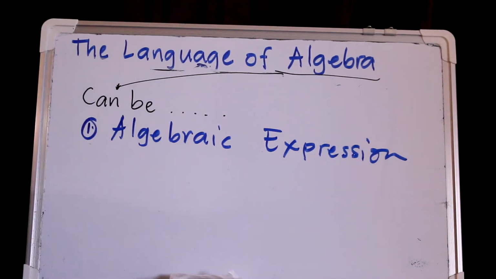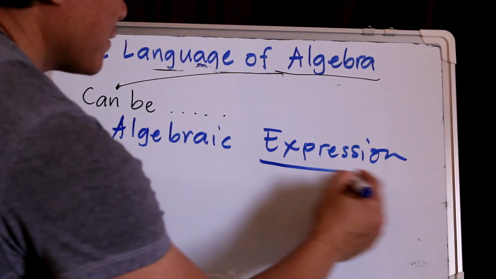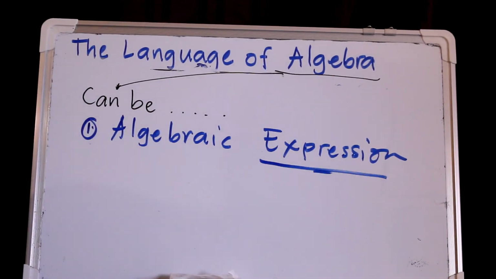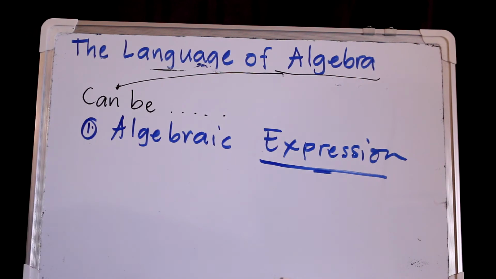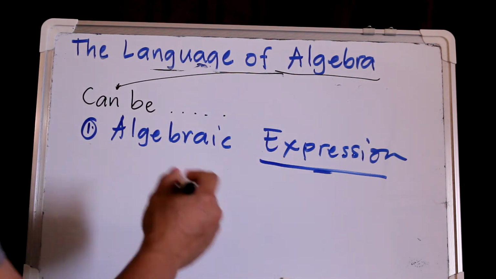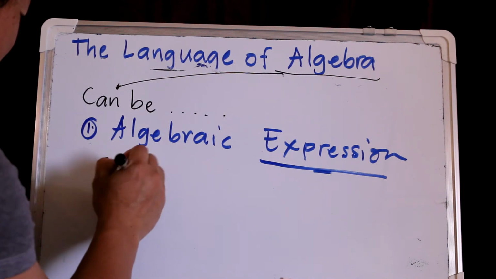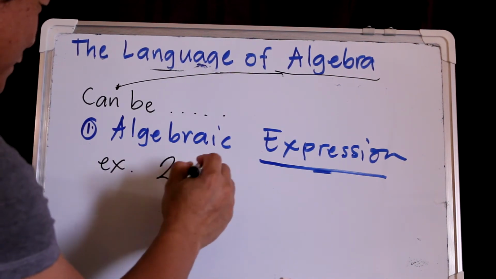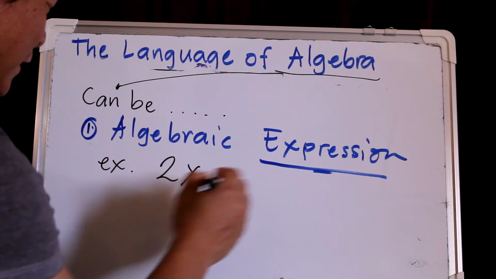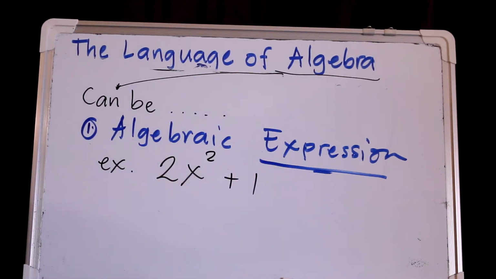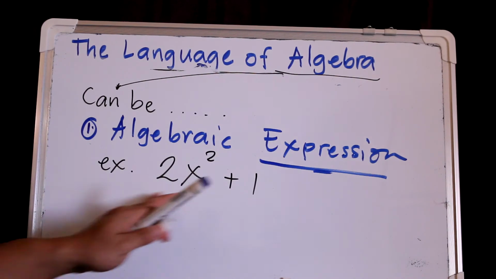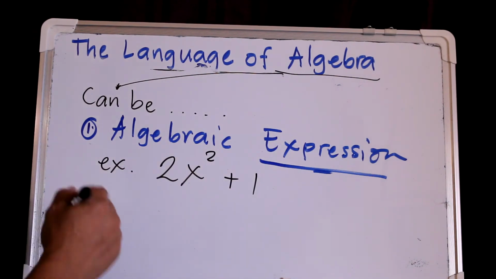What is an algebraic expression? Expressions are algebraic statements. An example would be 2x squared plus 1. That's an algebraic expression.